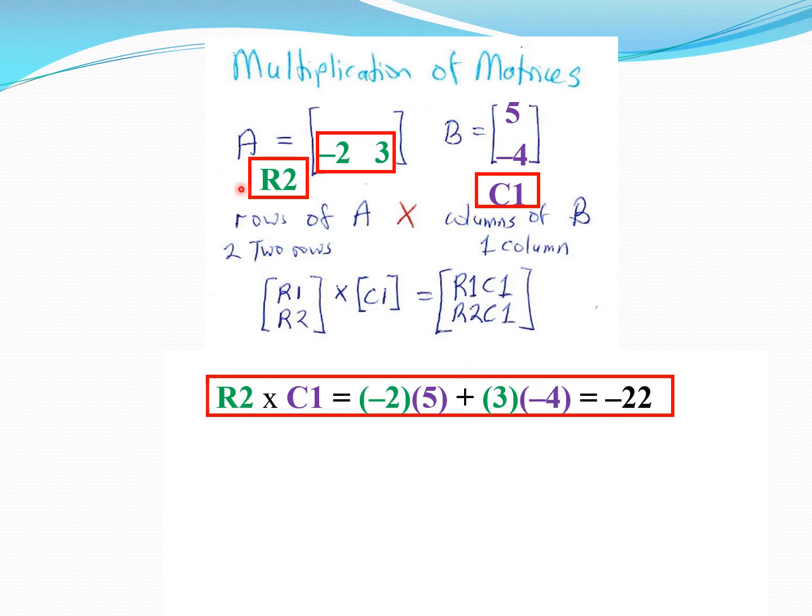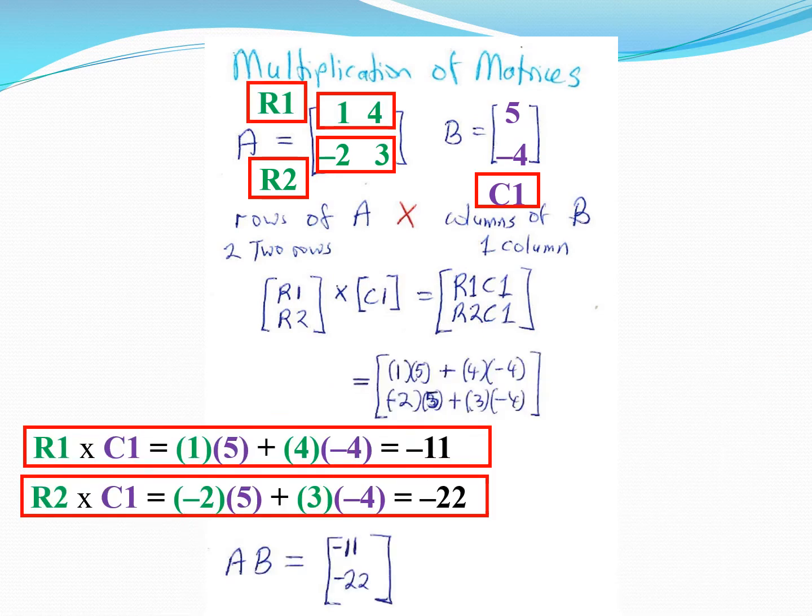And now we multiply row 2 by column 1. And what's row 2 by column 1? Again, the first number in each: minus 2 by 5, plus 3 by minus 4. That gives us minus 10, and minus 12 is minus 22.